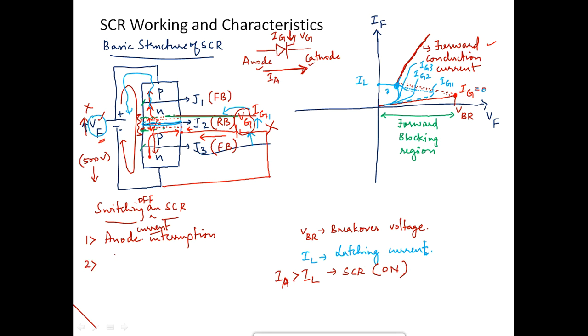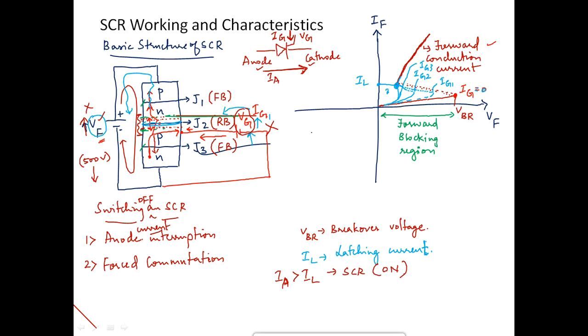apply a reverse voltage or a reverse pulse at the gate, which is called forced commutation. We will not be focusing much upon these things, but just remember that these two are the methods to forcibly switch off an SCR. You cannot naturally switch off an SCR.